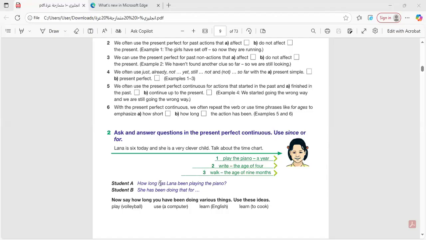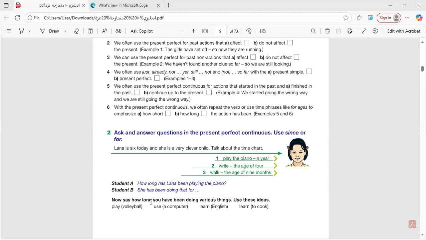How long has Lana been writing? She has been writing since the age of 4. Since the age of 4. How long has Lana been walking? She has been walking since the age of 9 months. Okay, you understand, guys, right? So this is how we make a question using the present perfect continuous and how we answer the question, okay?